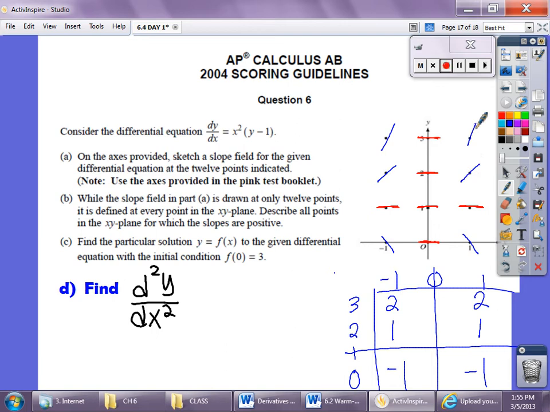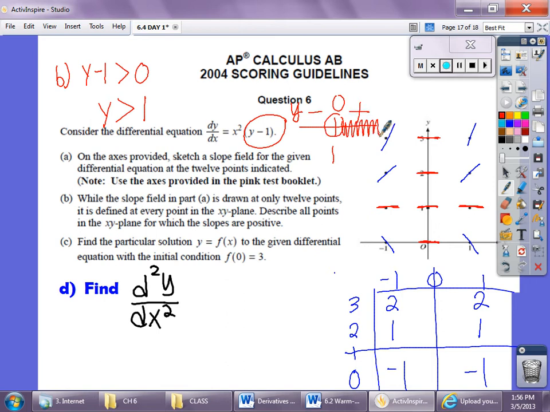Part B, while the slope field in part A is drawn only at 12 points, it is defined at every point. Describe all the points where the slopes are positive. So if I want the slopes to be positive, this is part B. The only way I could get them to be positive is if this piece is positive. The x squared doesn't do anything. I need my y minus 1 to be positive, and the only way that could happen is if y is greater than 1. Other ways that I could have done that, I could have easily made a sign chart for y. 1 would make it 0. If I put in 0, it would be negative, and then positive. Therefore, this would be the solution I'm looking for, which is y greater than 1.